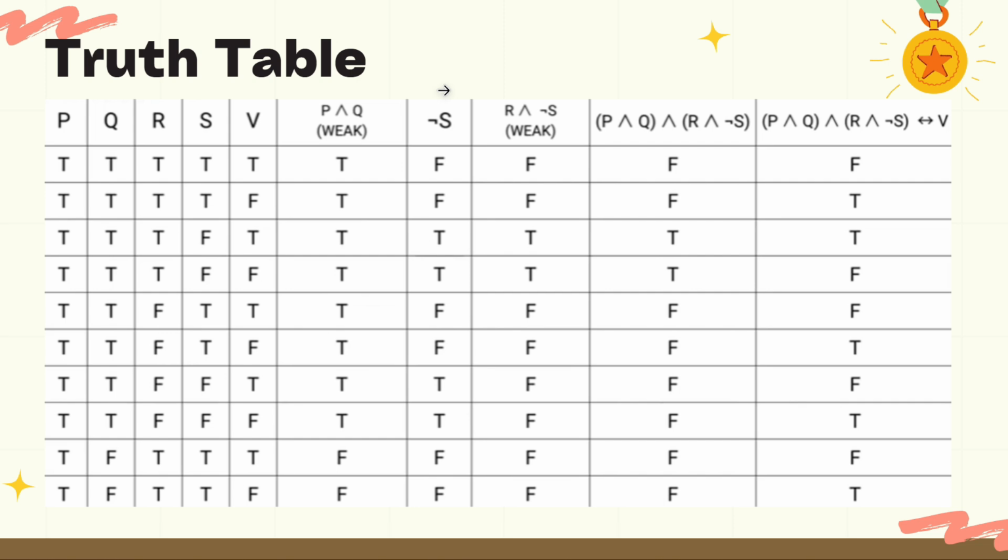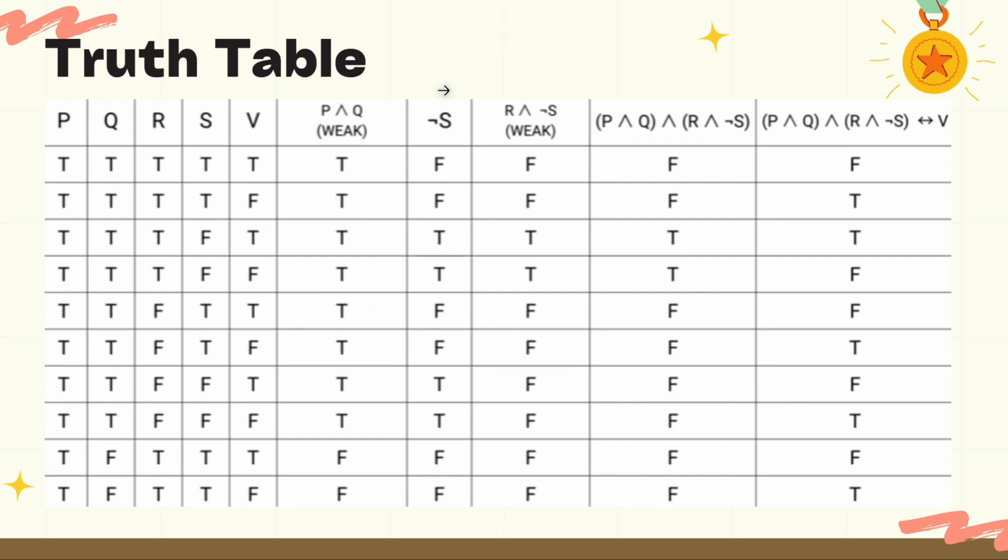Next, P and Q and R and not S. P and Q, same as before. If both conditions are true, it will be true. But if one condition is false, it will be false. Next, for P and Q and R and not S conditional to V.